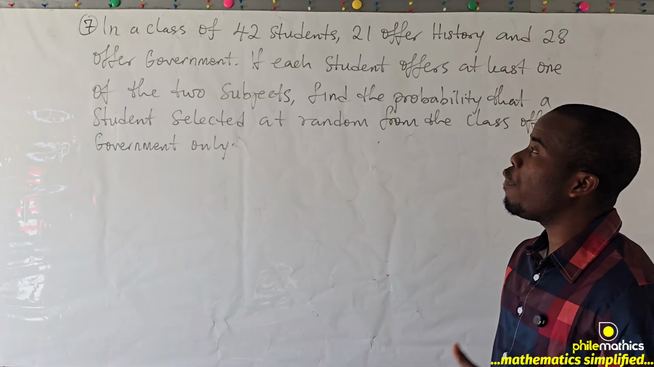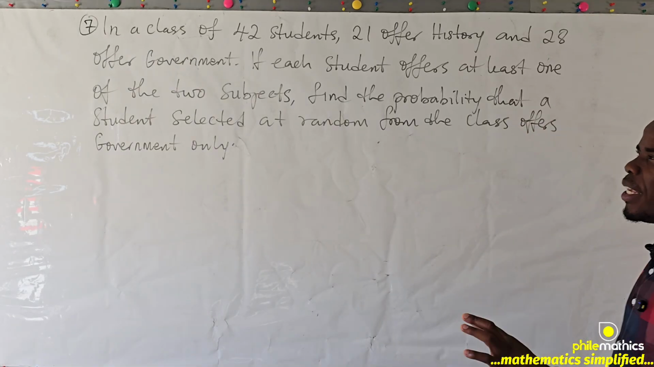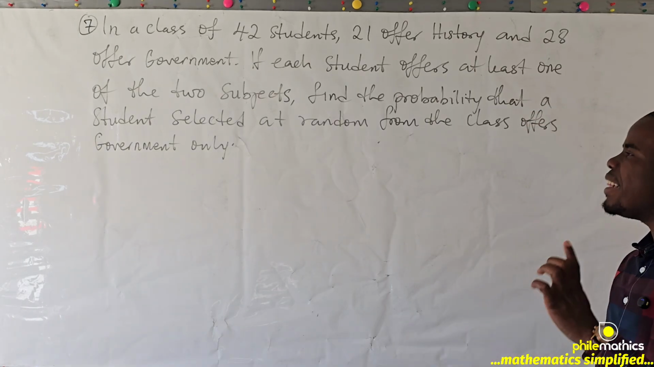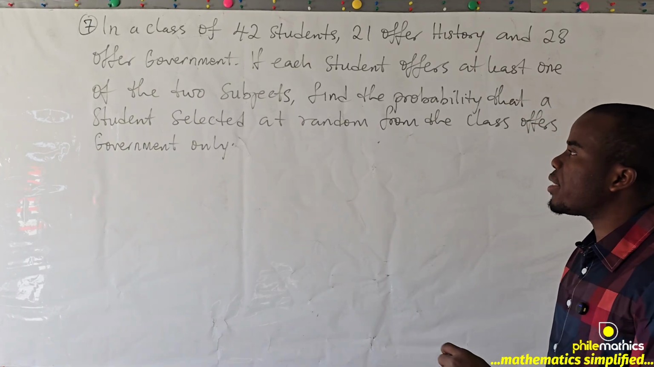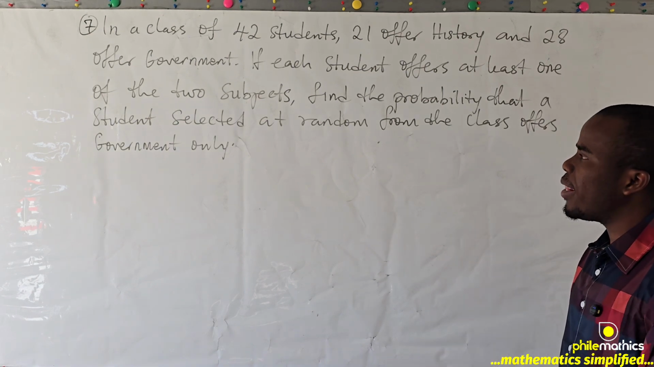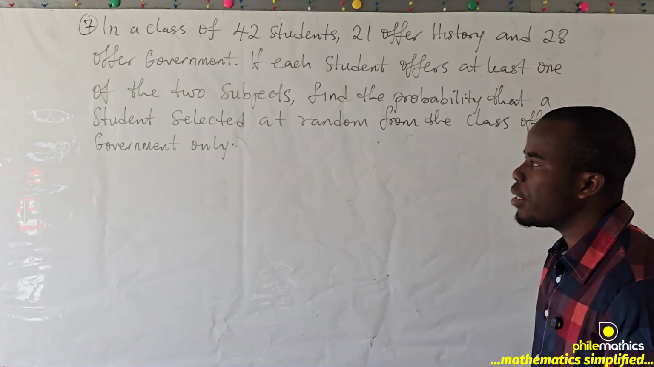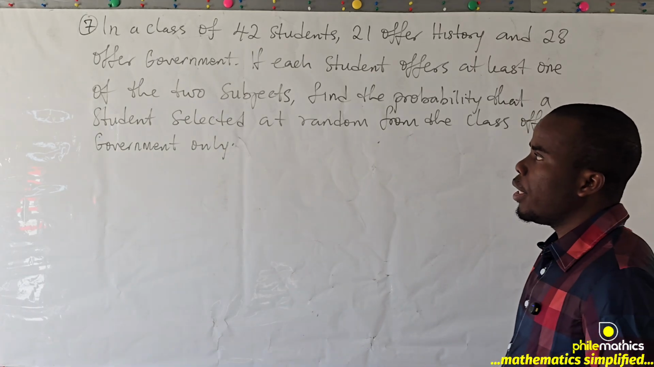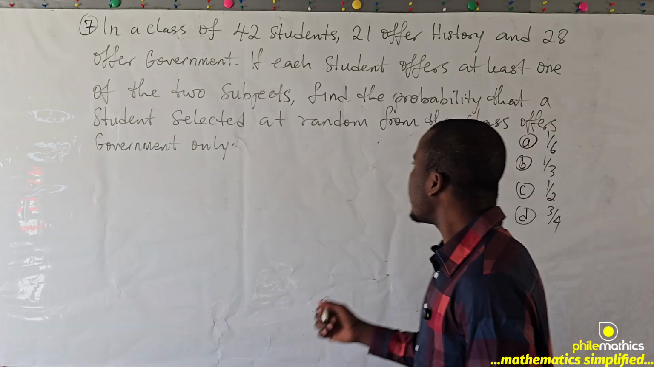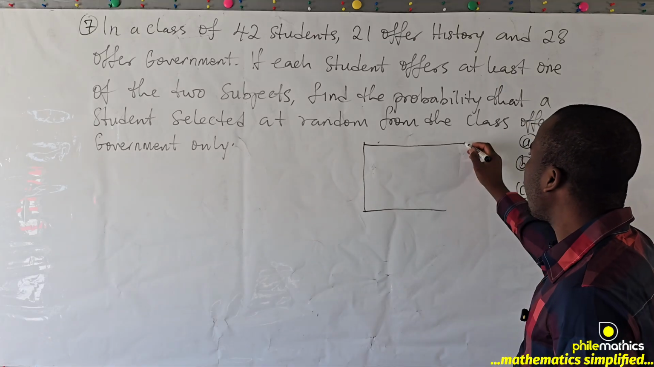In a class of 42 students, 21 offer history and 28 offer government. If each student offers at least one of the two subjects, find the probability that a student selected at random from the class offers government only. An easier way to start this problem is to draw the Venn diagram. And if we draw the Venn diagram, this is the Venn diagram.